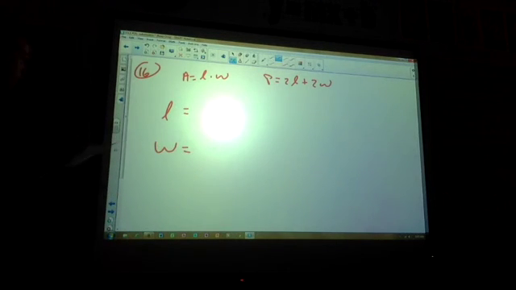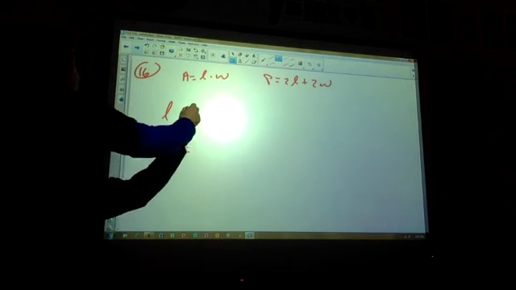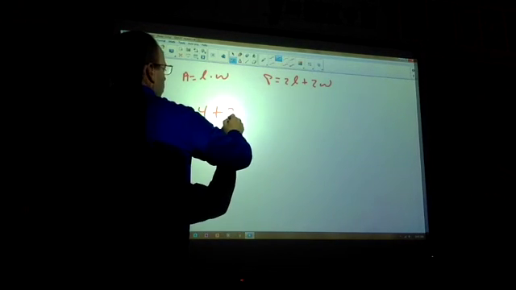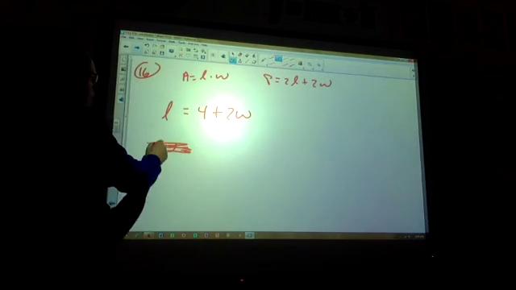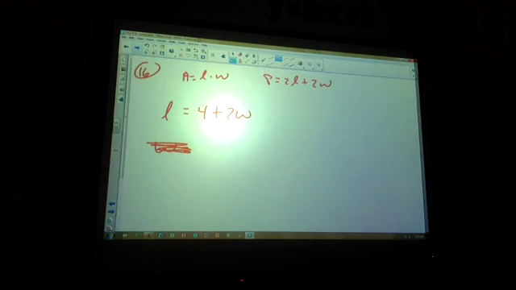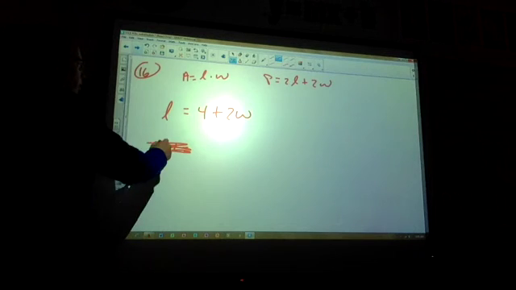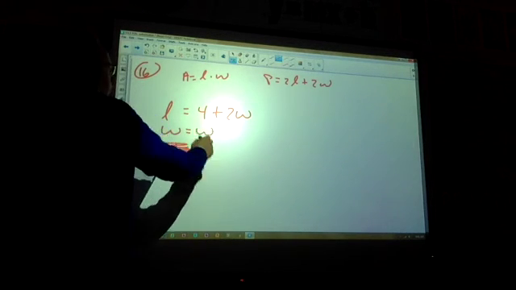The length of the rectangle is 4 more than twice the width. The length is 4 more than twice the width. That's the relationship. I don't really need the area equation right now because that's the relationship I'm looking for. Length is that. Width is just going to be W. Let W be the width.